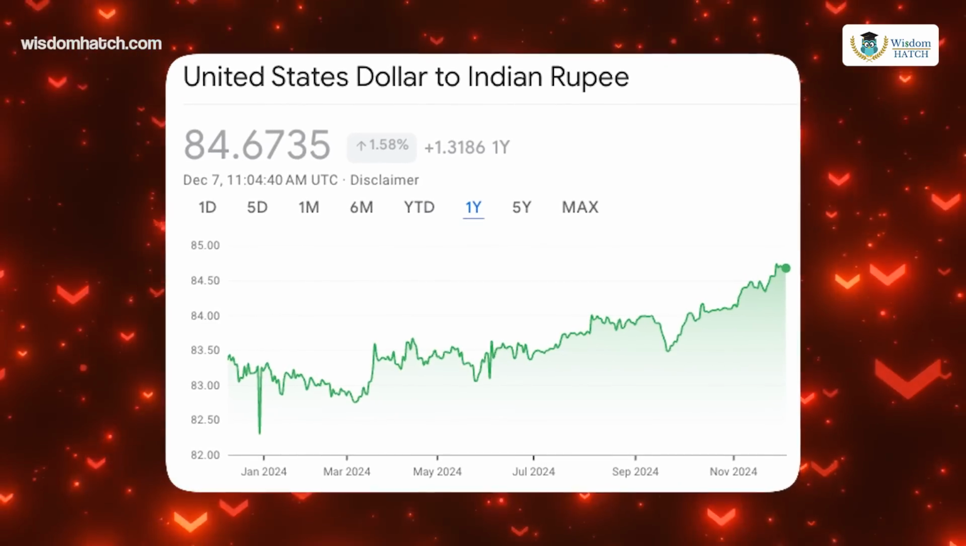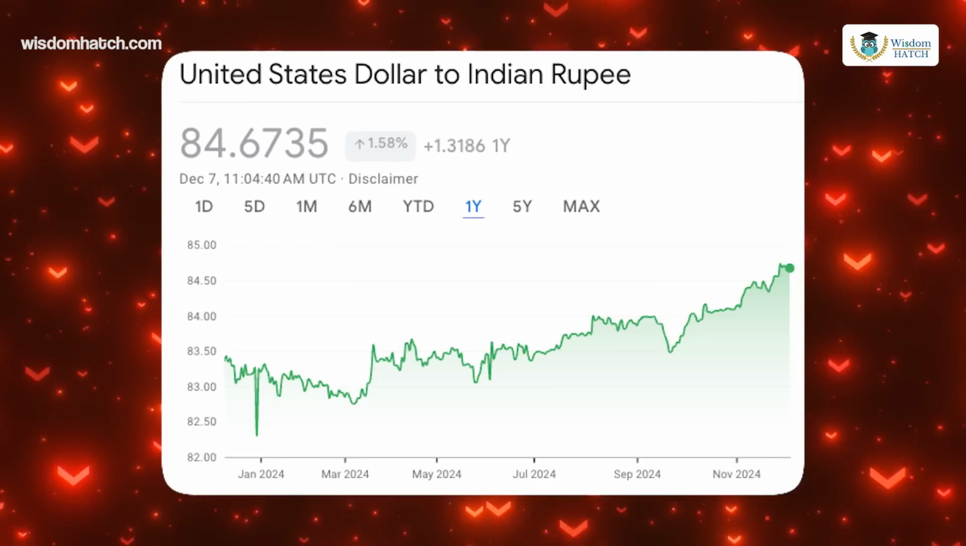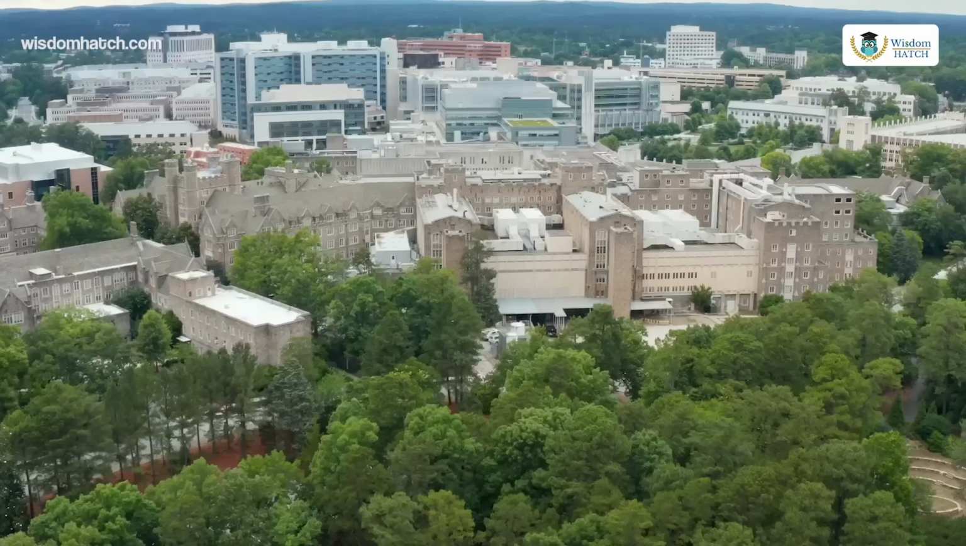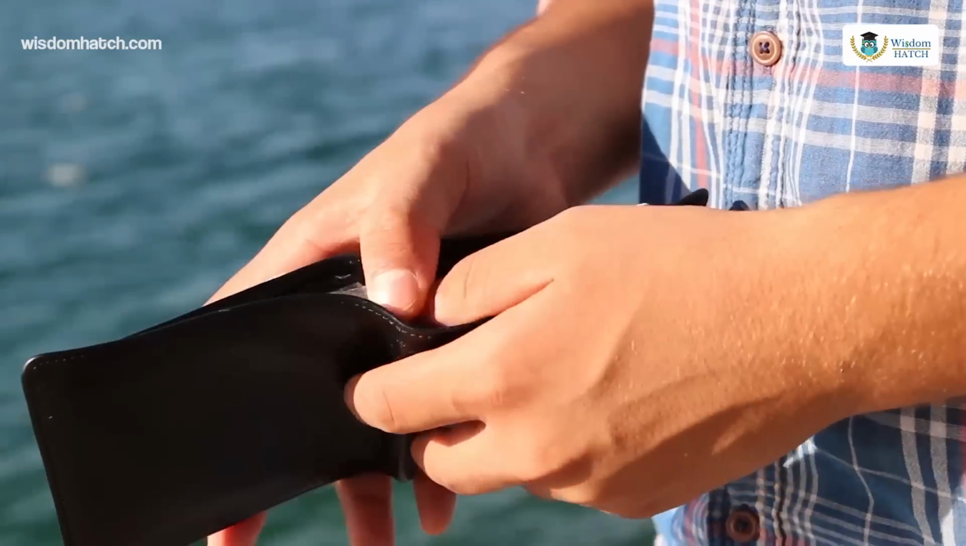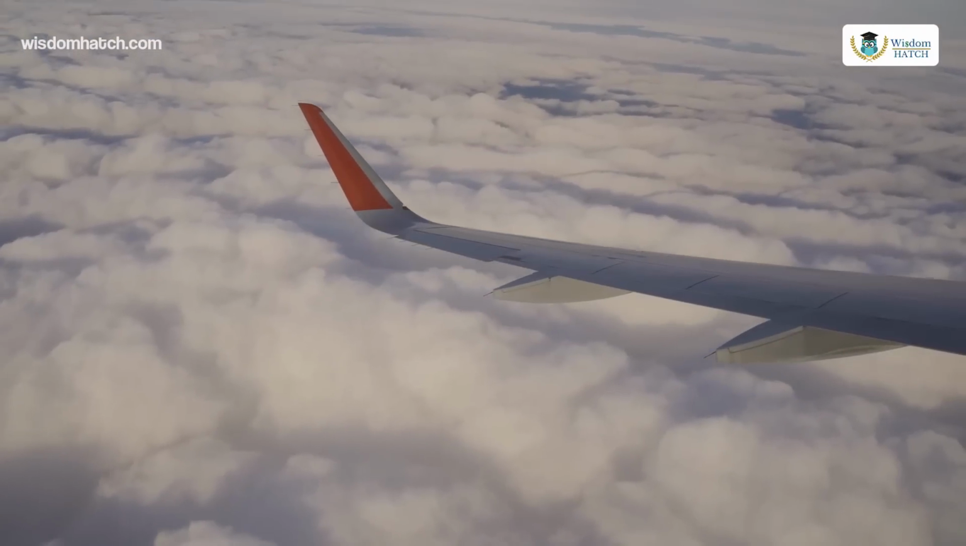So INR has been falling in comparison to the US dollar, and this is going to have a massive impact on you in case you want to study abroad, in case you are saving money in INR, in case you are going for a vacation outside India.